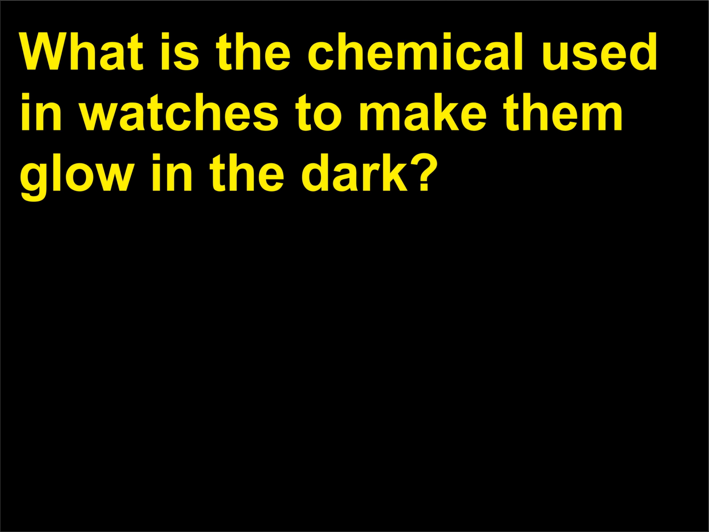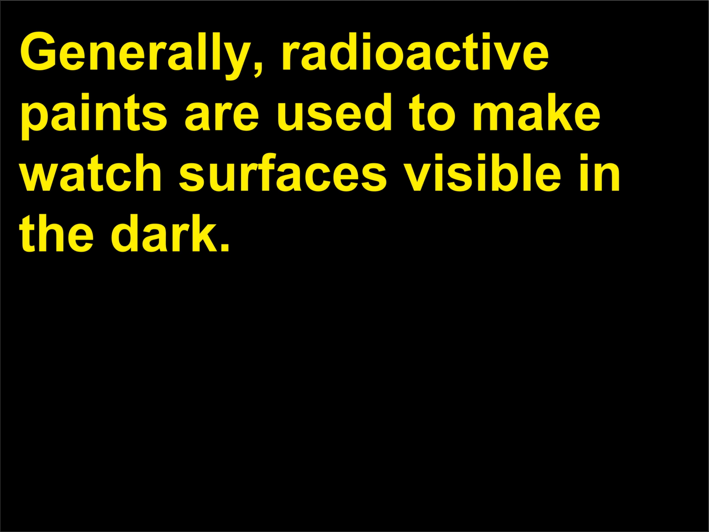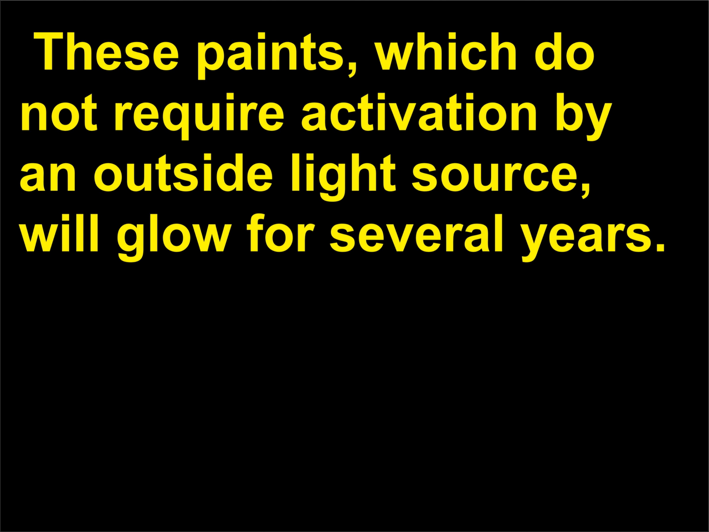What is the chemical used in watches to make them glow in the dark? Generally, radioactive paints are used to make watch surfaces visible in the dark. These paints, which do not require activation by an outside light source, will glow for several years.